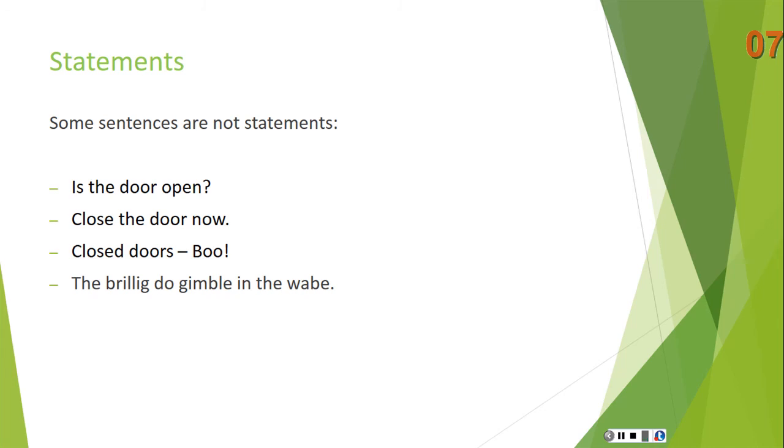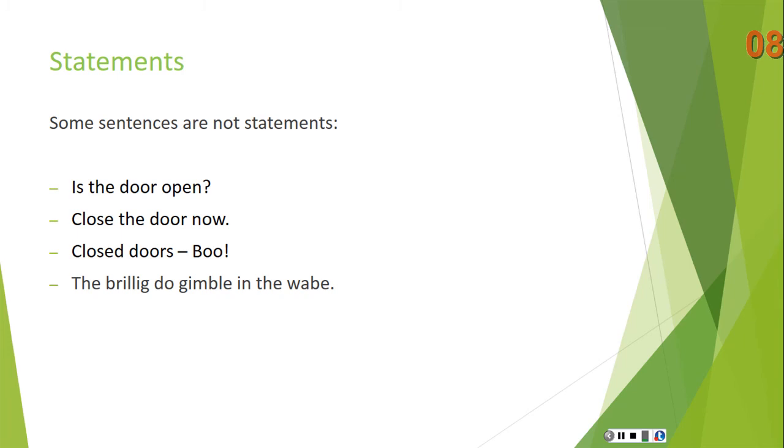Here's another one. Closed doors, boo. That's emoting. That's saying that you don't like closed doors. I don't know why someone wouldn't like closed doors. Maybe they feel trapped or something. But that sentence is not true and it's not false. Closed doors, boo. It's just laying your emotions on the table there, letting people know how you feel about something. That's not either true or false. It's just an expression of an emotion.